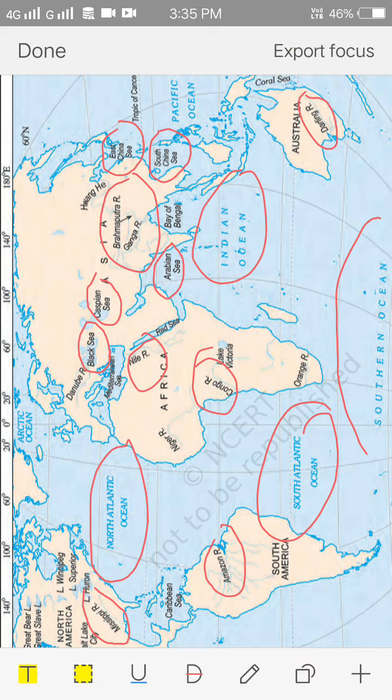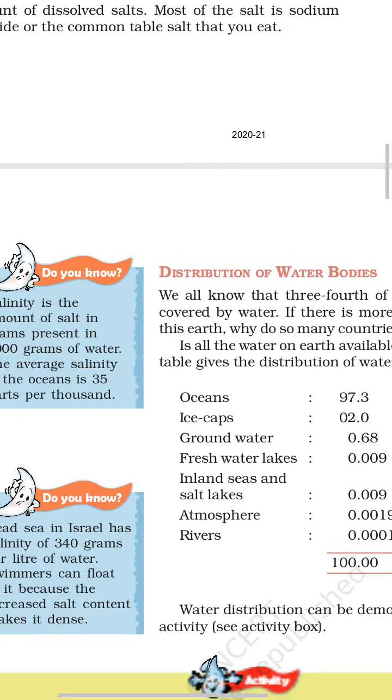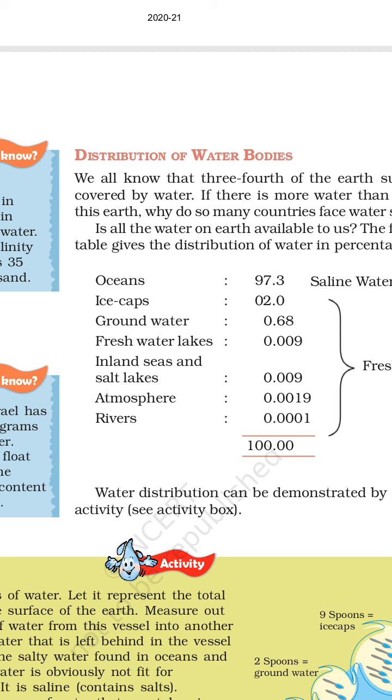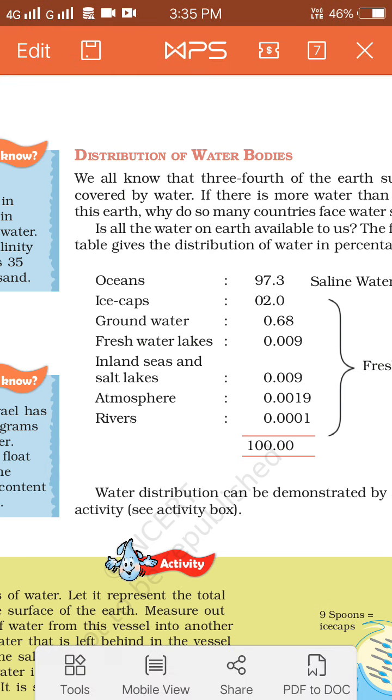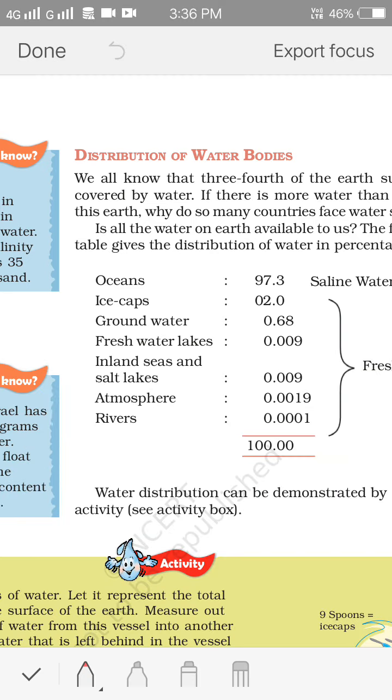Now let's understand the distribution of water bodies. We all know that 70% of Earth's surface is covered with water. But still, many countries are facing the problem of water scarcity. Let's understand why. Through this table, we will know why many countries are facing the problem of water scarcity.